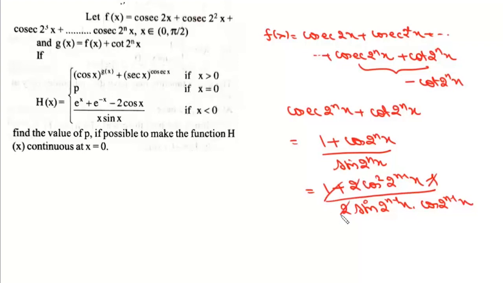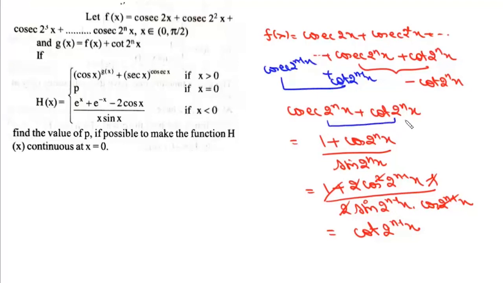Now this 1 and 1 will cancel, this 2 will cancel, and one cos will cancel, so it will be equal to cot 2^(n-1) x. So now we have this as plus cot 2^(n-1) x, and the term previous to it is cosec 2^(n-1) x. Now again it will be cosec 2^(n-1) x plus cot 2^(n-1) x, which gives cot 2^(n-2) x, and this series will keep generating itself till in the end we have cosec 2x plus cot 2x, and if we simplify this, we simply get cot x.